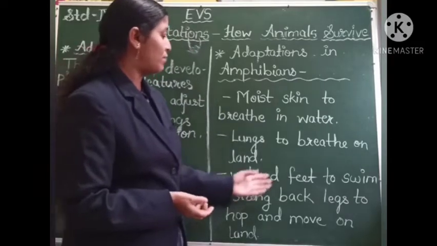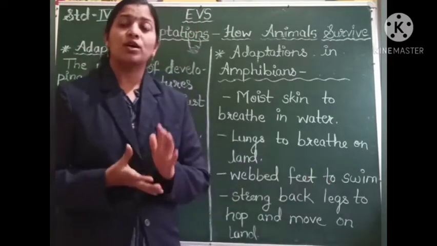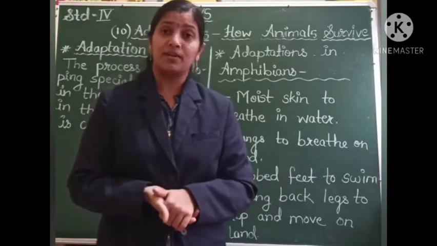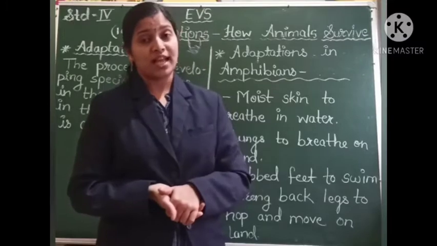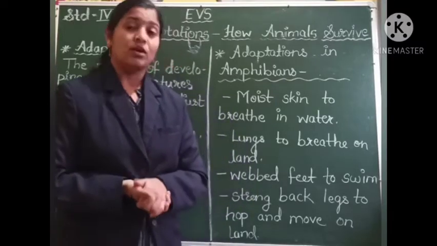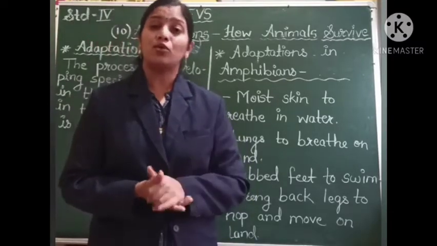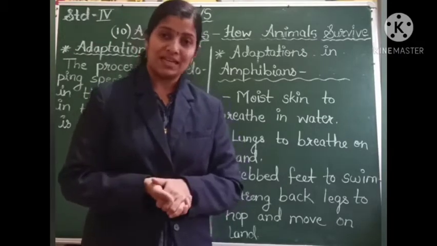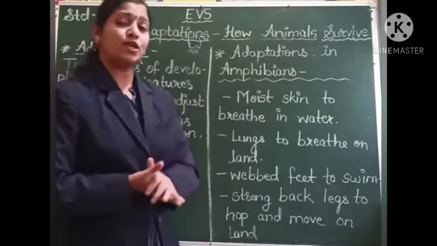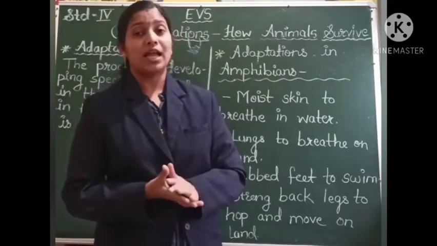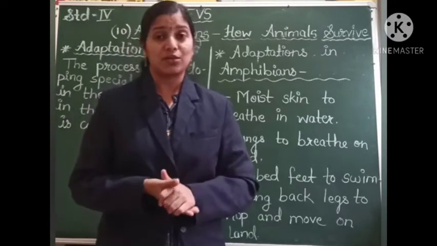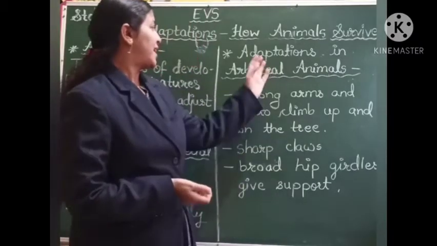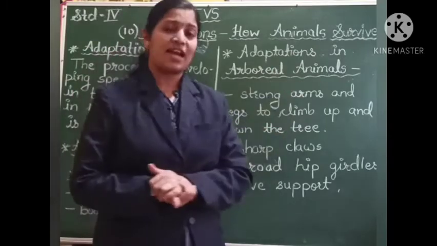Also they have webbed feet to swim. So the feet of the frogs and salamanders are webbed, and it makes it easier for these animals to swim in the water. And when they are on the land, they make use of their strong back legs to hop and move on the land. So students, these were the features of the amphibians which help them to live in water as well as on the land. Next we are going to see adaptations in arboreal animals.